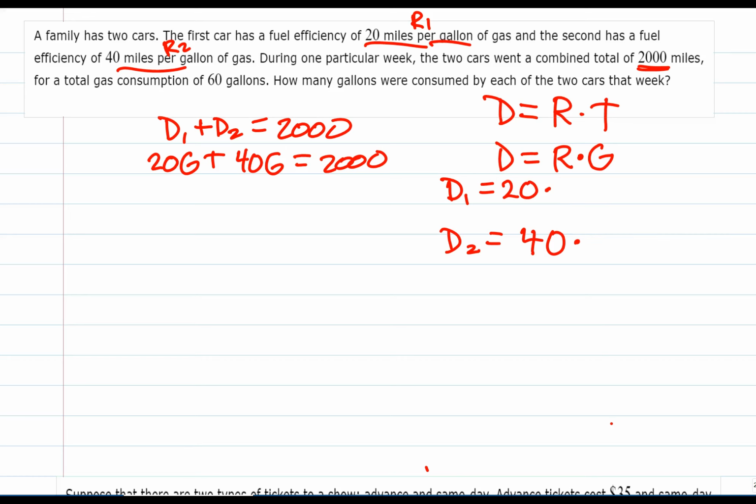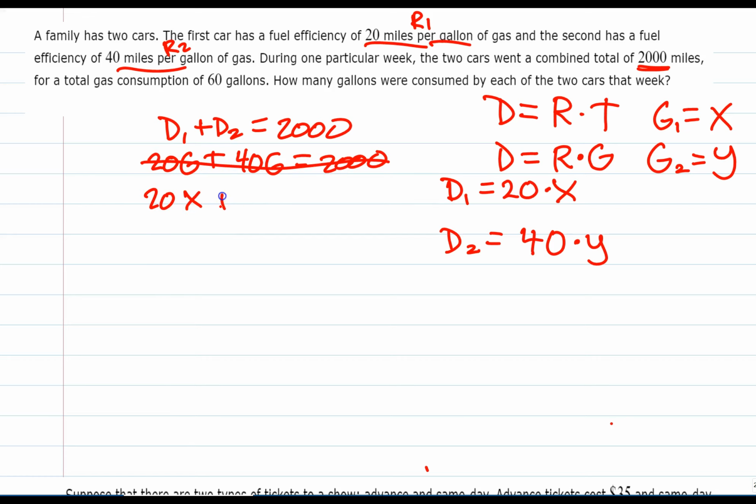Basically, the gallons for the first car, I'm going to call that X. The gallons for the second car, I'll call Y. So this one will be 20 times X and 40 times Y. And the reason why I need to do that is because they didn't use the same amount of gallons. See that? So I can't just call them both G because they're 2 different gallons. So that just changes this. Not a big deal. But now it's 20X plus 40Y is equal to 2,000. So sorry about that.